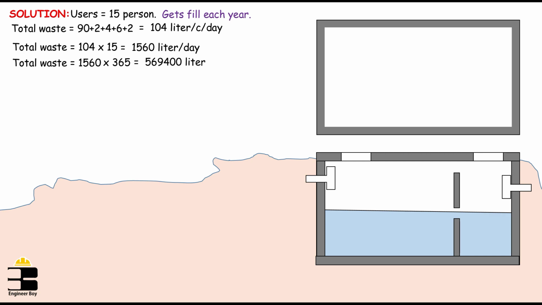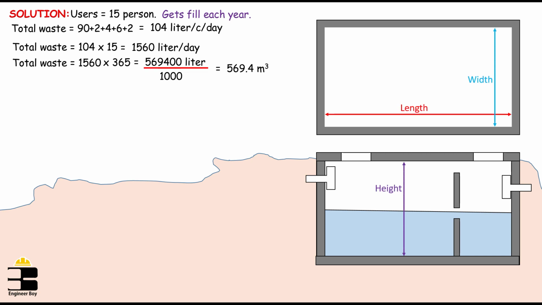You can also convert this into cubic meters if you divide it by 1000, because 1 cubic meter equals 1000 liters, and that's going to be 569.4 cubic meters. Now, as you can see, we have the total capacity of the tank in cubic meters, so we can determine the dimensions, such as the length, width, and depth, or you can say height.